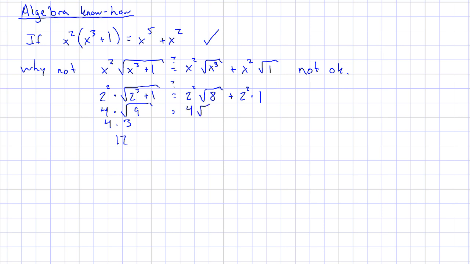So that's 4 square roots of 8 plus 4, and I plugged this into my calculator to get the decimal approximation, and I ended up with 15.31. So 12 is not equal to 15.31.